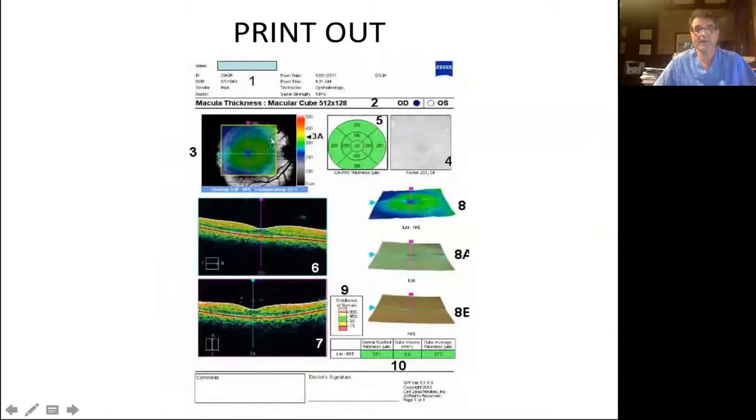And we have both a 2-dimensional map and a 3-dimensional map. We have the internal limiting membrane contour and the RPE contour. And finally, we have these various segments with thickness denoted in microns. The most commonly used parameter is the central subfield thickness, which is here.